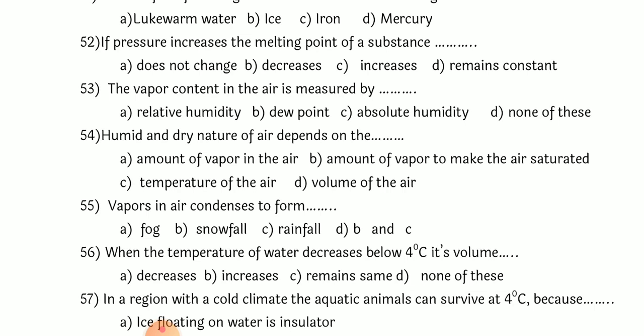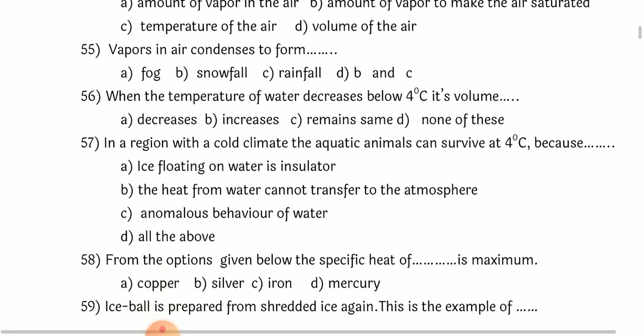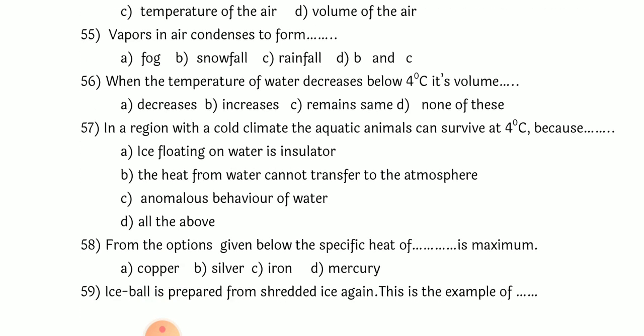Question number 55, vapor in the air condenses to form, yes, that is B and C, snowfall also and rainfall also. When the temperature of water decreases below 4 degrees C, its volume increases, correct? Yes, it is, you have learned.